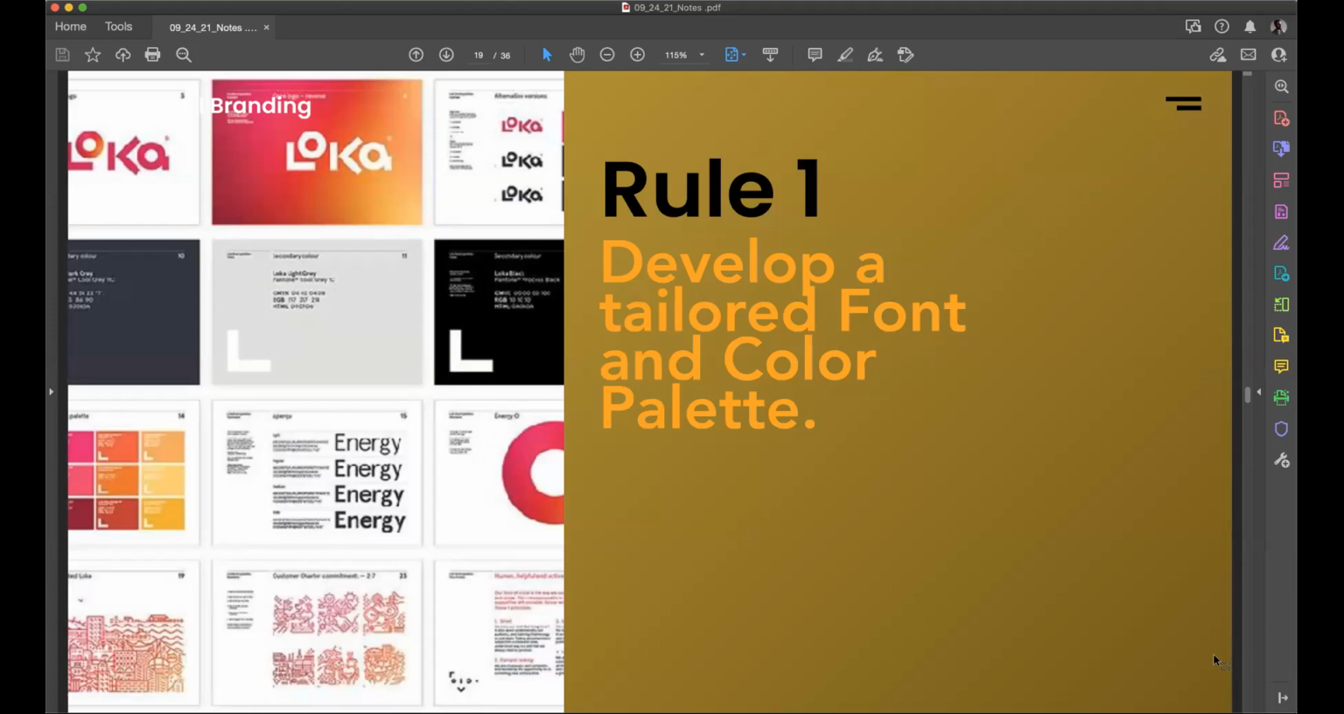All right. What you can do is you want to develop that tailored font and color palette. The whole goal is to create a small little style guide for your logo, your colors, the type you use. And once you have it done, you've got it done and you can use it over and over and over again. Don't fear that this is going to be boring if it all looks the same.